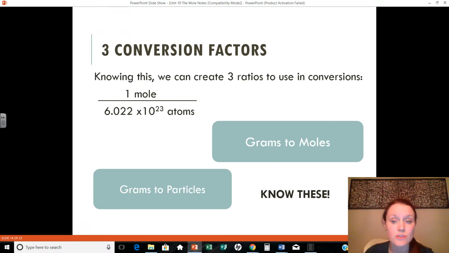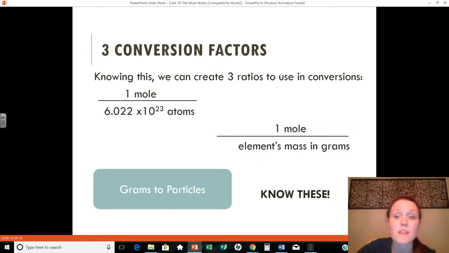The next conversion factor that you are going to use often is if you're converting from grams to moles. So your given unit is grams, and your desired unit is moles. If I said I've got 30 grams of silver, how many moles of silver do I have? You would use this conversion factor.